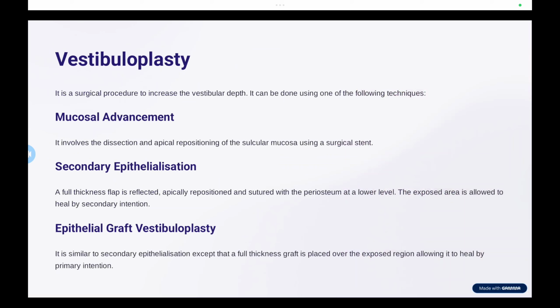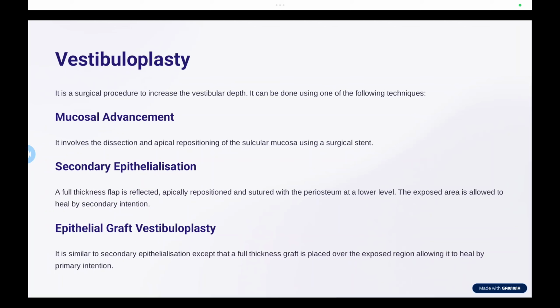Now, epithelial graft vestibuloplasty. It is similar to secondary epithelialization except that a full thickness graft is placed over the exposed region, allowing it to heal by primary intention. So, in short, I want to say that vestibuloplasty is a surgical procedure that increases the vestibular depth.